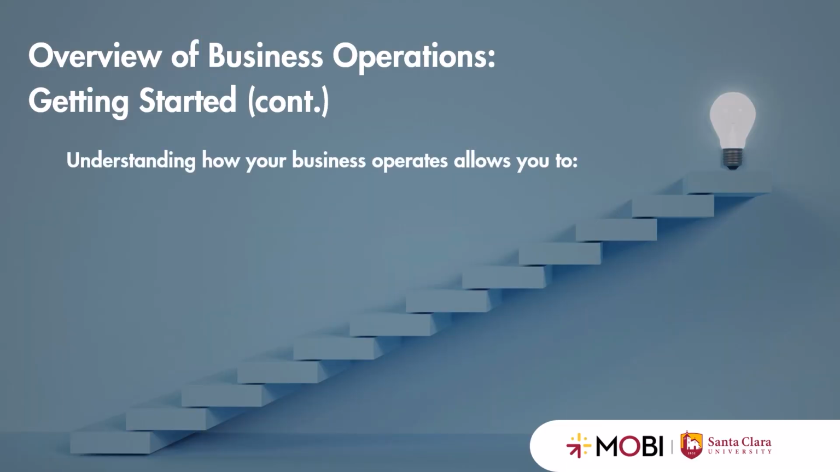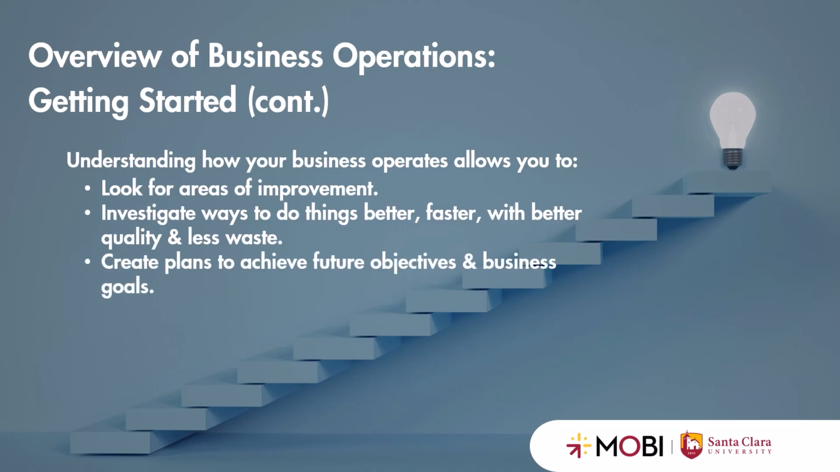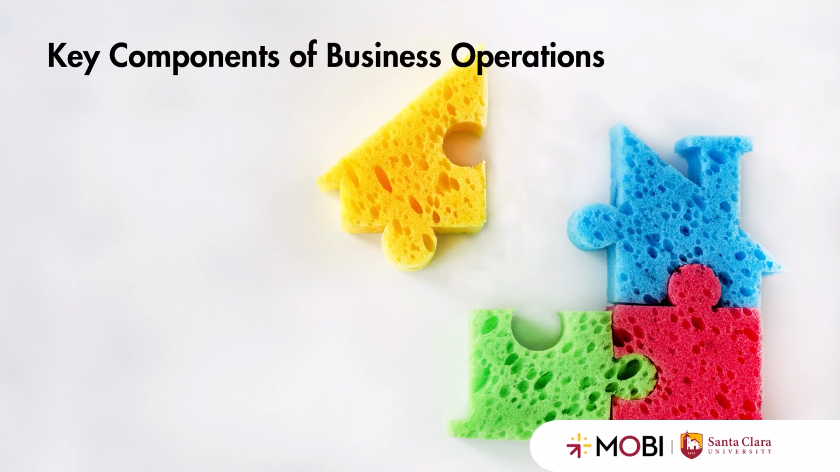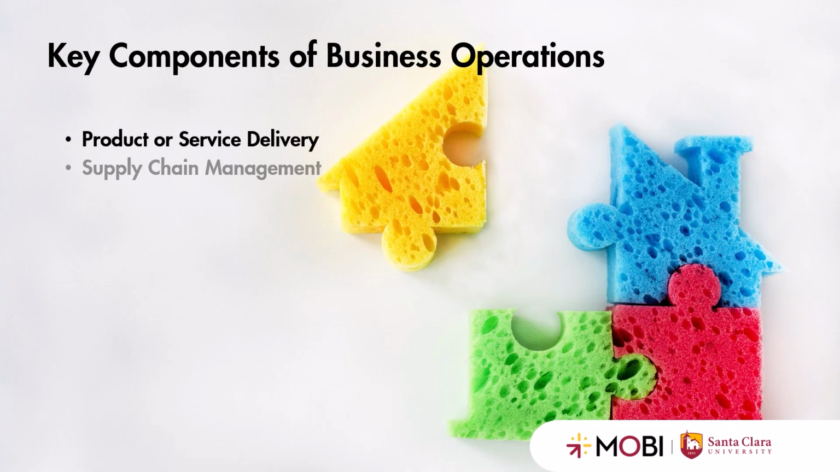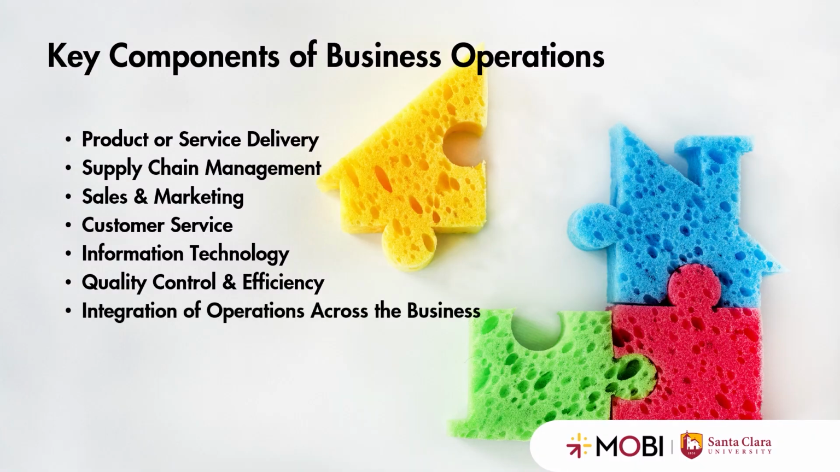By reviewing the things you're doing, you can begin to look for areas of improvement, ways to do things better, faster, and with better quality, with less waste, etc., and build your plans around achieving these objectives and your business goals. Now that you have a general overview, we'll discuss key components of business operations so you can consider these areas when developing operations plans for your business. These components include product or service delivery, supply chain management, sales and marketing, customer service, information technology, quality control and efficiency, and integration of operations across the business.